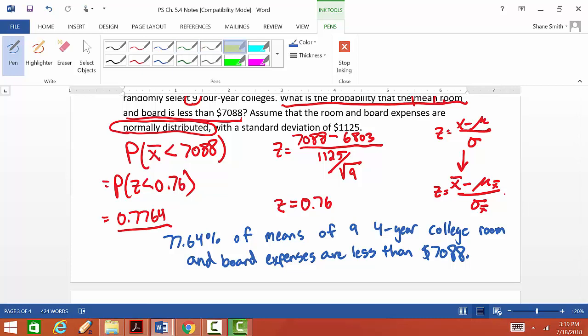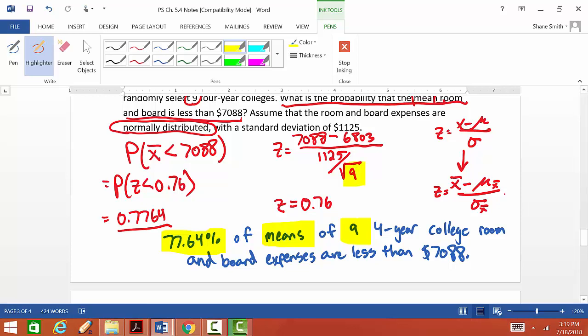First of all, I have the percentage, which is a given. But second of all, I make it clear I'm talking about the mean of 9 4-year colleges. If you don't have the mean of 9 4-year colleges, it's wrong, because first of all, you're talking about the sample mean. And second of all, if I have a different number of 4-year colleges, my z-score would be different, because it's based on this.